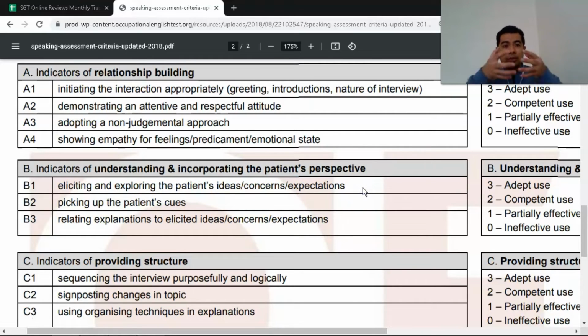Because if you go into the role play assuming you know the patient's problem, assuming you know how the patient feels, you'll get a failing grade in understanding and incorporating the patient's perspective. Remember, you're not supposed to adopt a judgmental approach. You're supposed to be non-judgmental. And that means you're not supposed to assume anything.